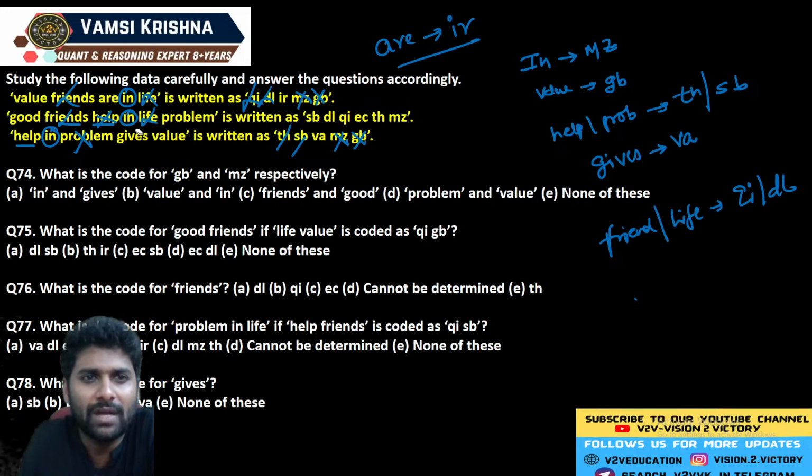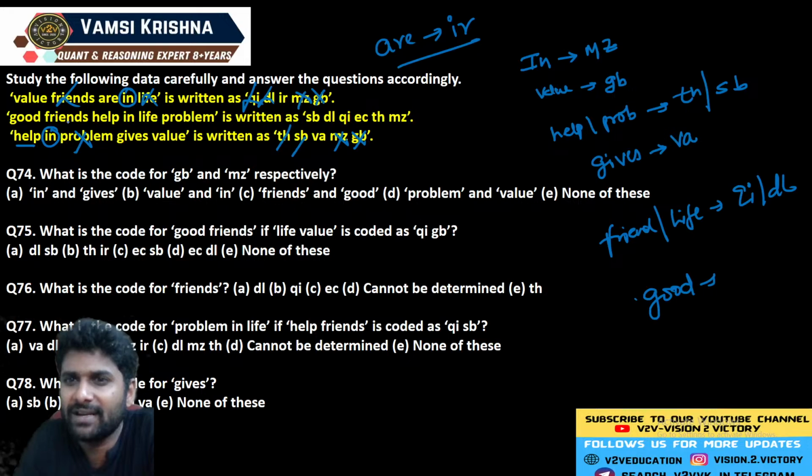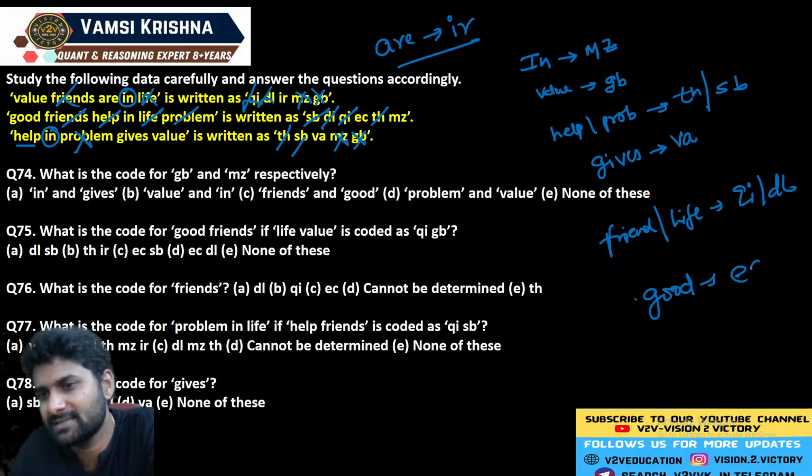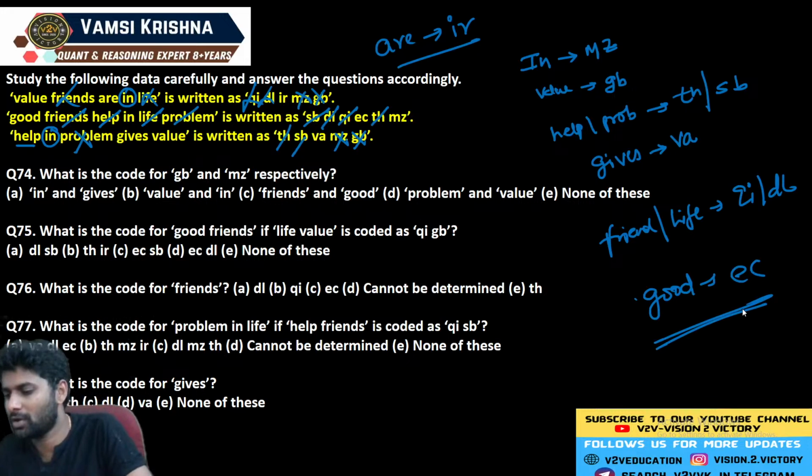See, what is the code language finally? What is the code language for good? Now see, friends is done. Life is done. Help is done. Problem is done. So here, TH is done. SP is allocated. QI is done. DL is done. So it's EC. MZ is done. It's EC, guys. We'll get the codes for all the given words.